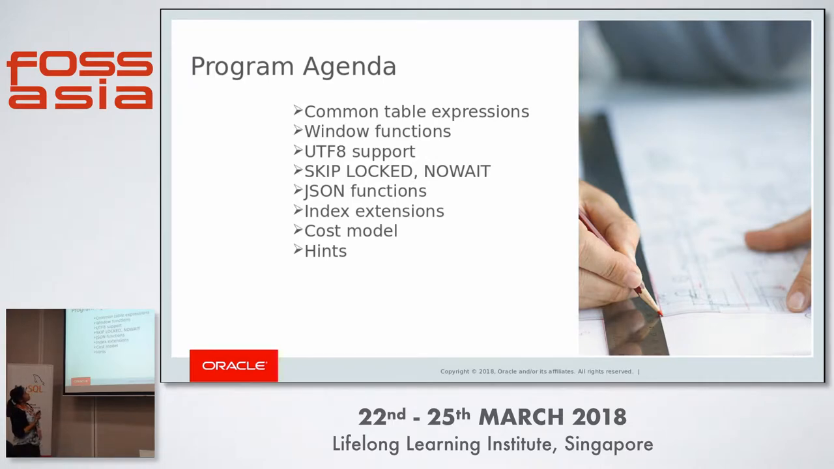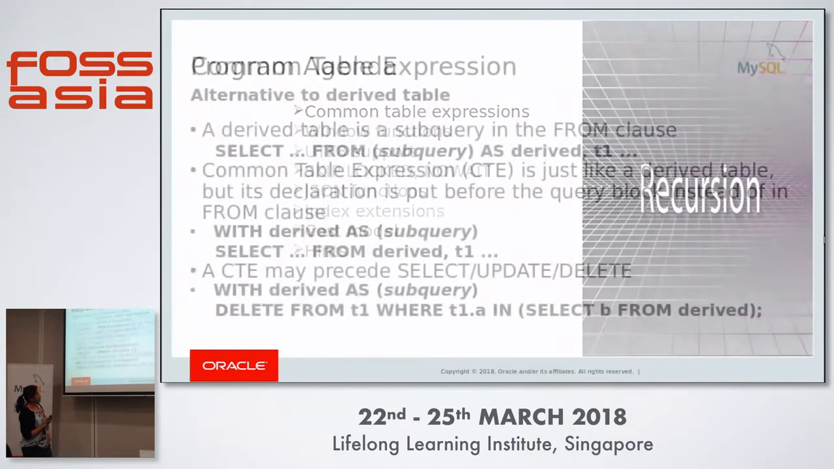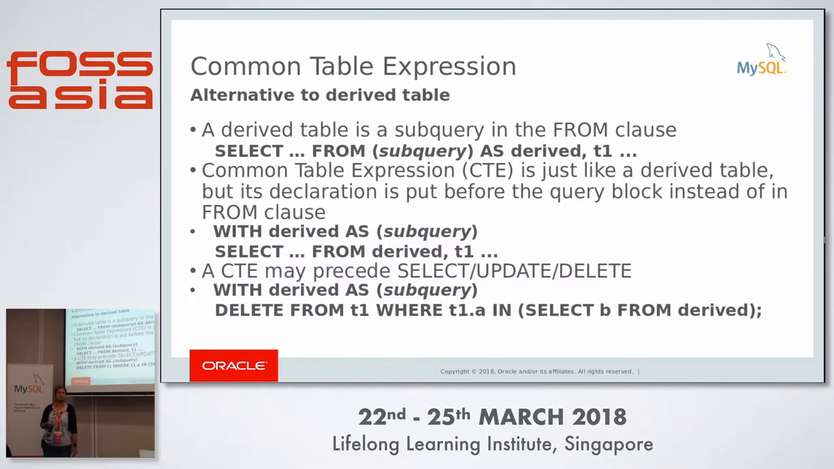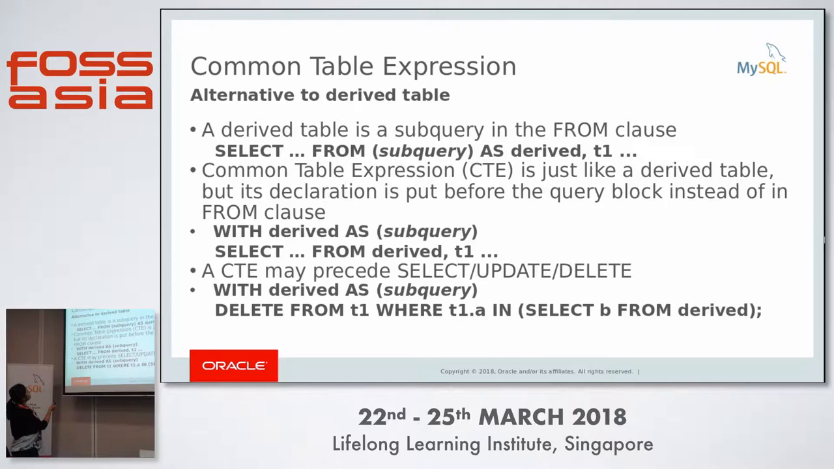So the first and the most important one we have added is the common table expression, also known as the CTE. So what's a CTE? It's typically an alternative to a derived table. A derived table is something that you use in your from clause, as a subquery. So you do your select, and in your from clause, you specify a subquery, which will be treated as a derived table.